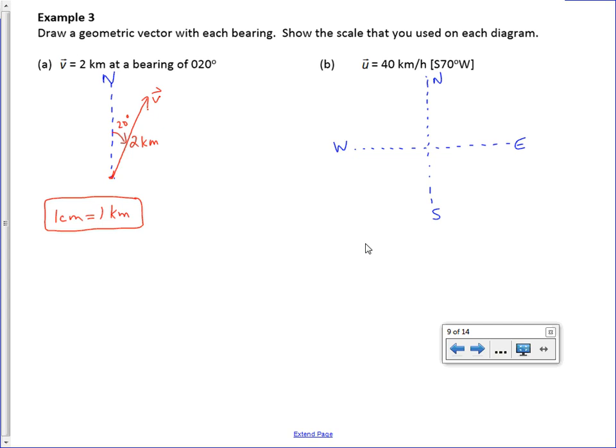Oh, okay. All right. Anyways, so the idea here is I need to draw a 40 kilometer per hour vector.